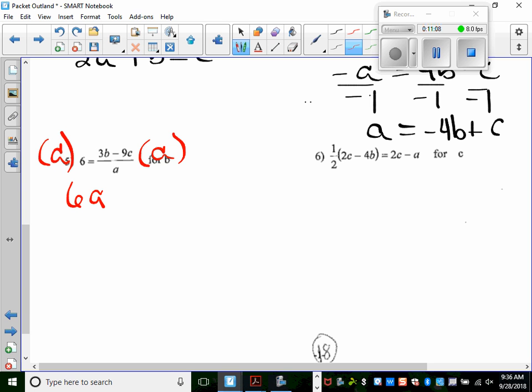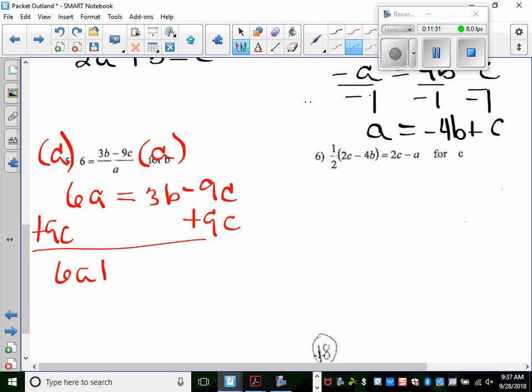Keep going. I want the whole thing. Okay, minus 9c. All right, what's my next step? All right, so I'm going to add 9c to both sides. All right, so that's going to give me 6a plus 9c equals 3b. What do I do after that? Okay, divide each term by 3. And that's going to leave me with what?